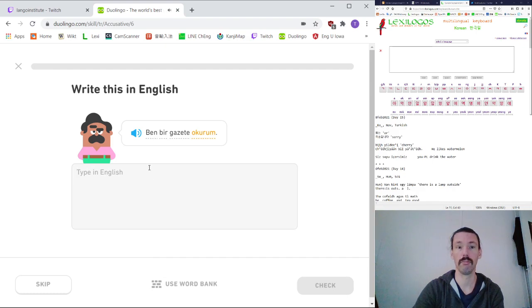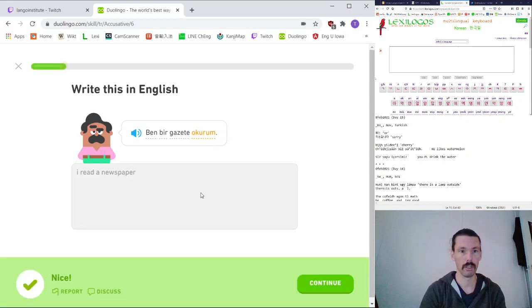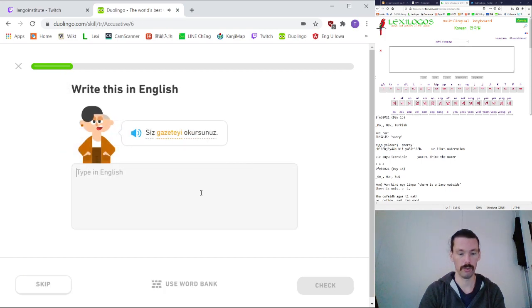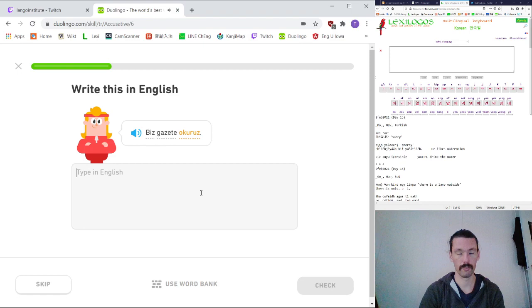Ben bir gazete okurum. Bir gazete okurum. I read one newspaper. I read a newspaper. Bir is the numeral. Siz gazeteyi okursunuz. Siz, you. Now here this has the suffix yi. So we're going to use definite singular. The newspaper. Biz gazete okuruz. We read gazete. This is general, so plural.